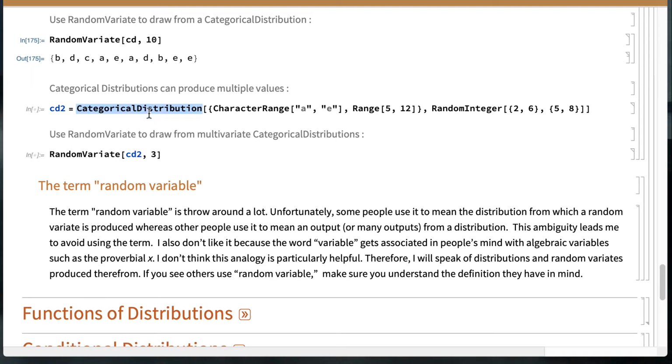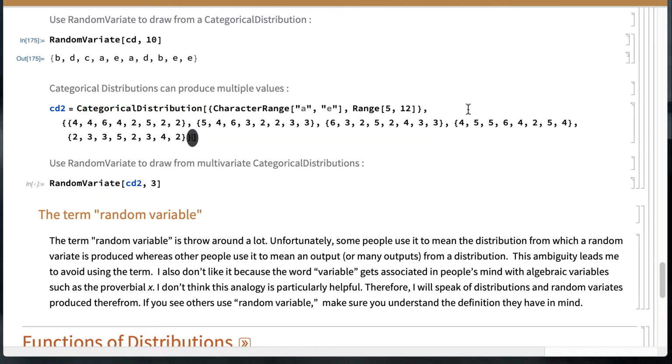You can have a multivariate categorical distribution. Here, it's going to produce a letter from A to E and a number from 5 to 12. And here are various weights that are associated with it. Let's actually just evaluate that right now. I'm going to use Apple Return to do an in-place evaluation. Those are the weights that are associated with each possibility.